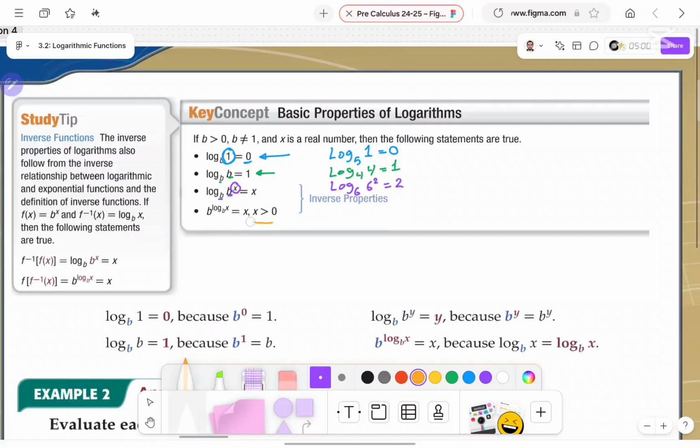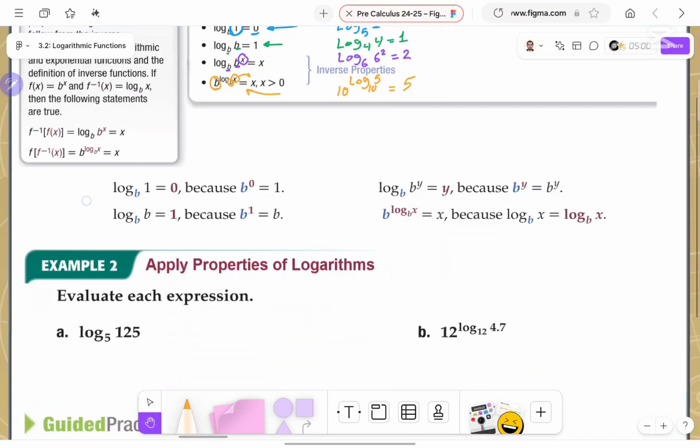So as you can see here, the inverse, when I have, for example, b to the power log base b of x, so when the base is the same as the base of the log, the answer is always equal to x, that's it. So for example, I have 10 to the power log base 10 of 5. So the answer is equal to what? The answer is 5. Why? Because the base here is 10.